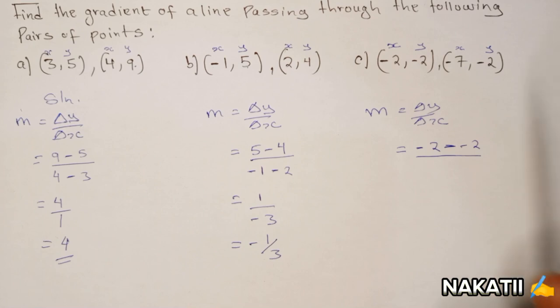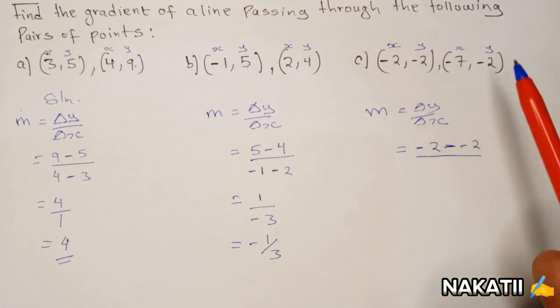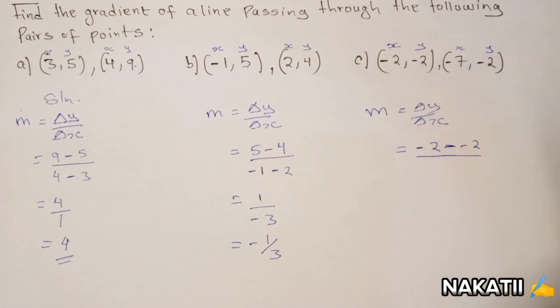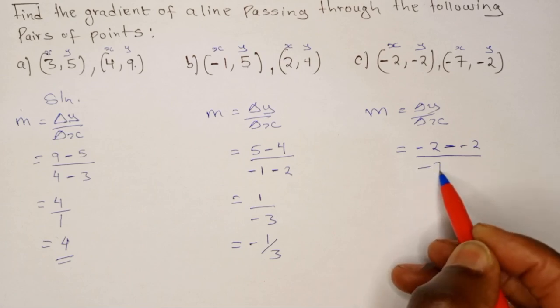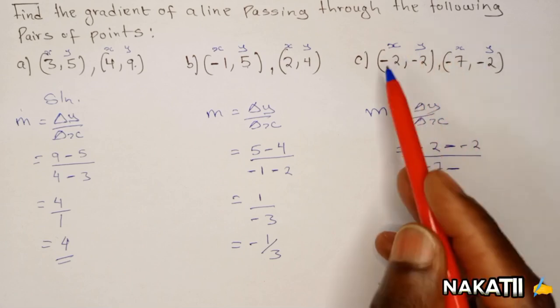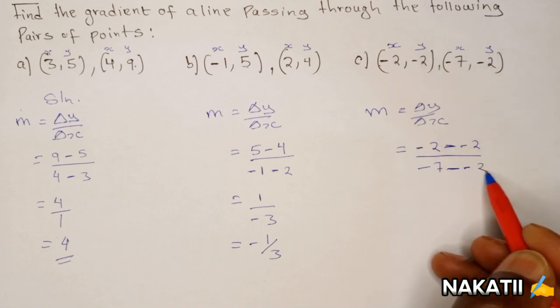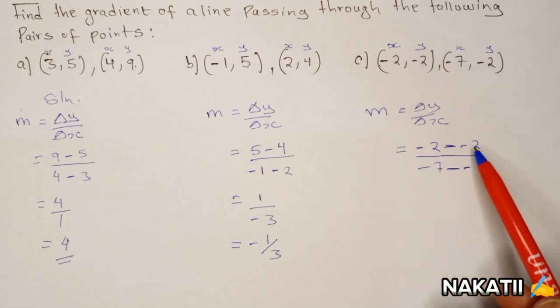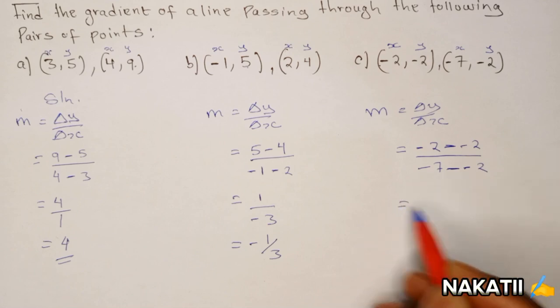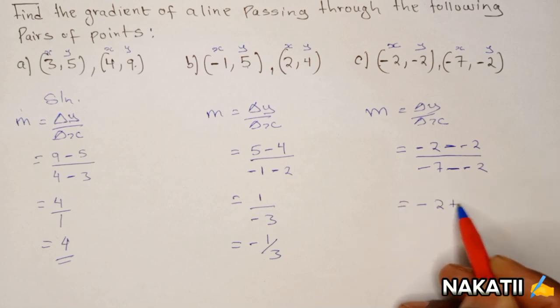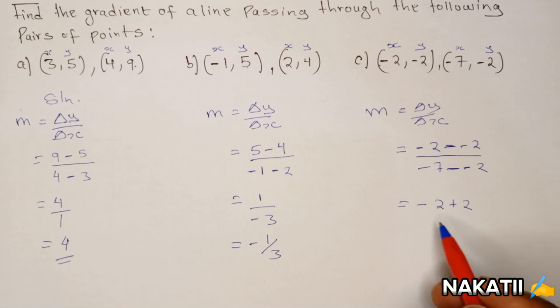Divide by, we started with y this side, so we must start with x again this side. So we're going to have minus 7 minus, then you come this side, it is minus 2. So we're going to have minus 2. So minus minus is positive. So you will have minus 2 plus 2. Then you're going to have divided by negative 7 plus 2.